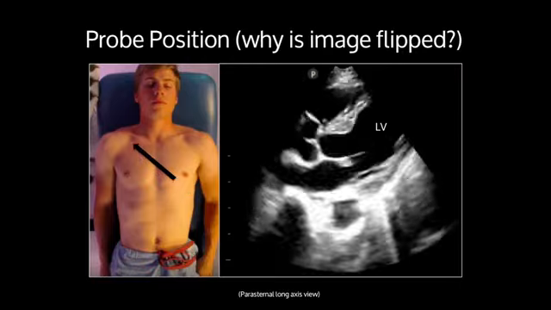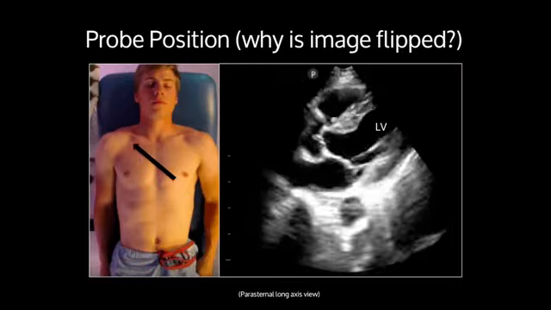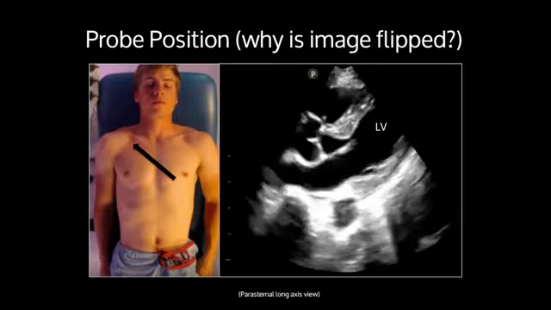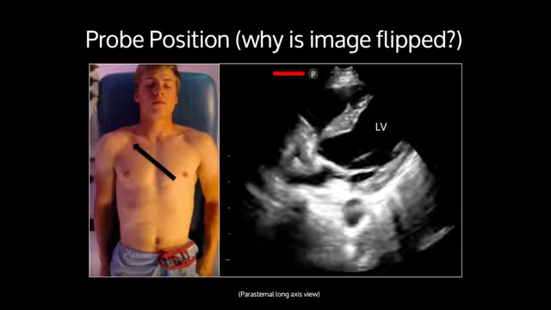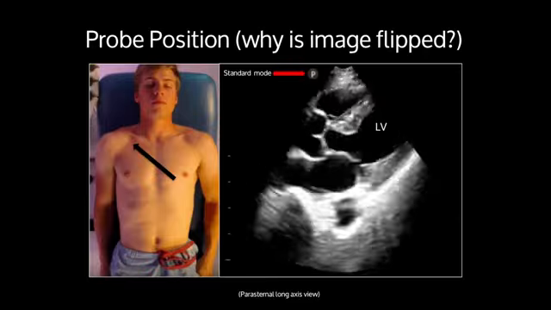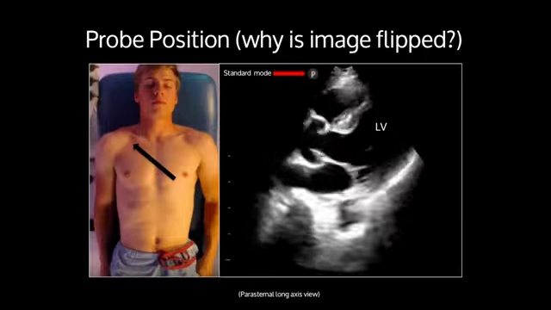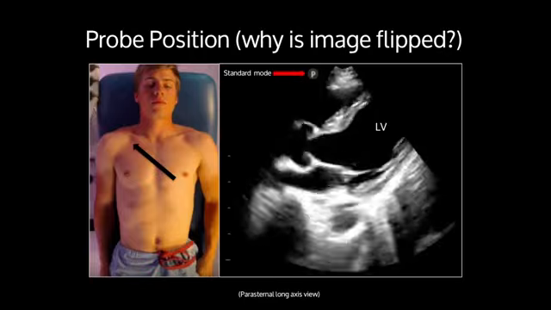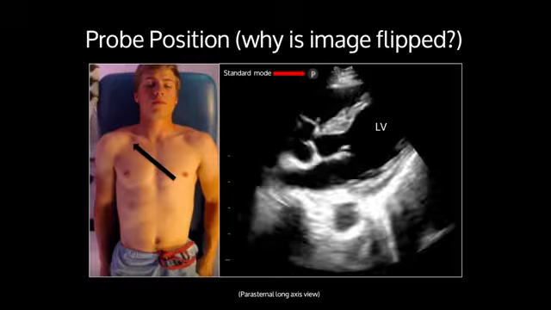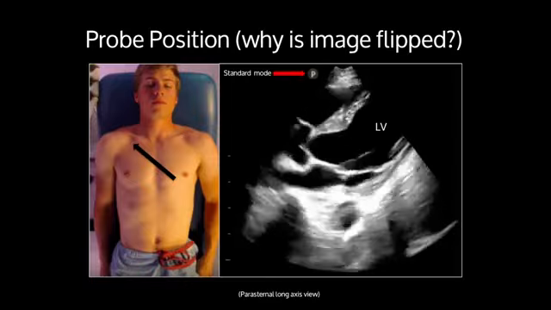This image also looks different. Again, it is flipped. Why is it flipped? First, see that the indicator on the screen is on the left, which tells you that you are in standard mode. Then see where the probe marker is facing, and in this case, it is facing to the patient's right shoulder, the orientation in cardiac mode, not standard mode. Remember, in standard mode, probe indicator should point to the left hip.